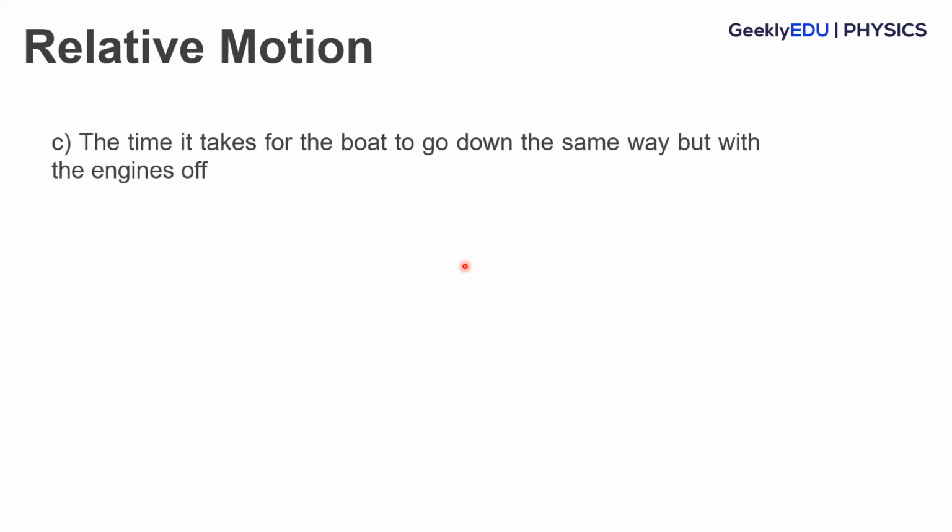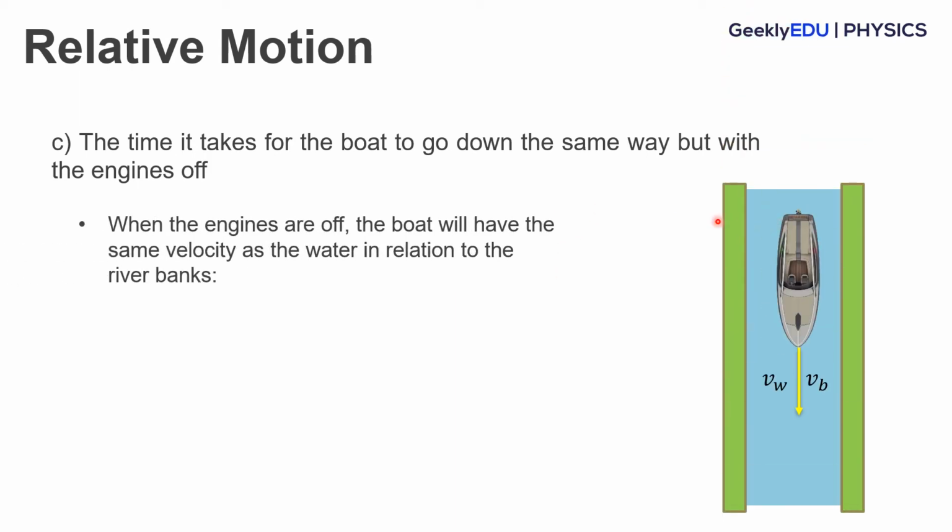Now for letter C, the time it takes for the boat to go down the same way but with the engines off. We know that when the engines are off, the boat will move at the same velocity as the water in relation to the riverbanks. And we know this velocity already. So the time is 60 kilometers divided by 15 kilometers per hour, which gives us 4 hours.